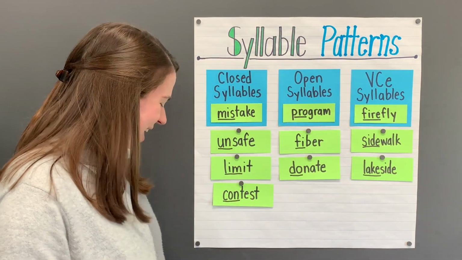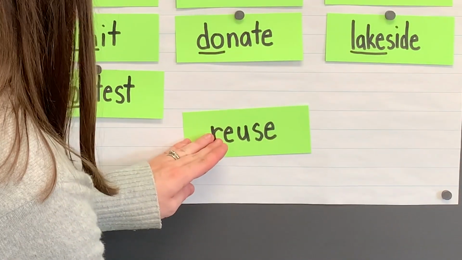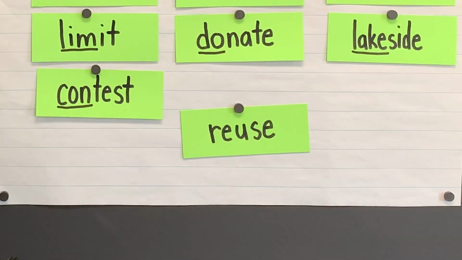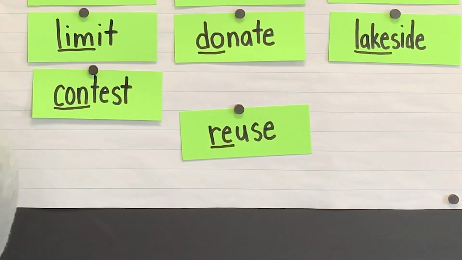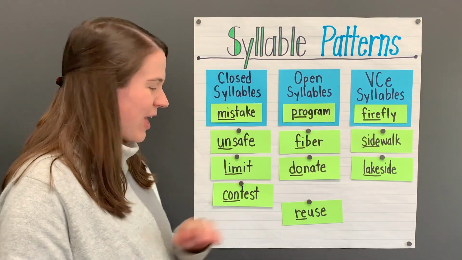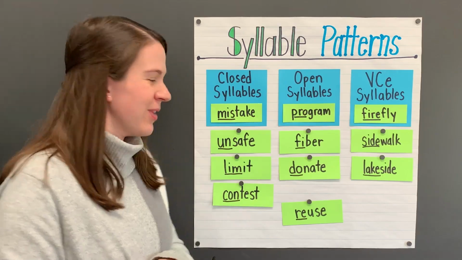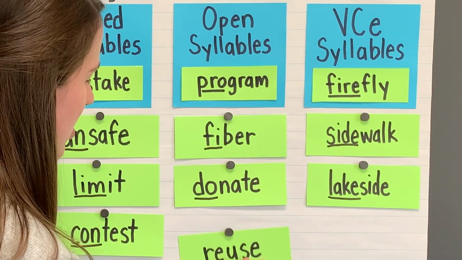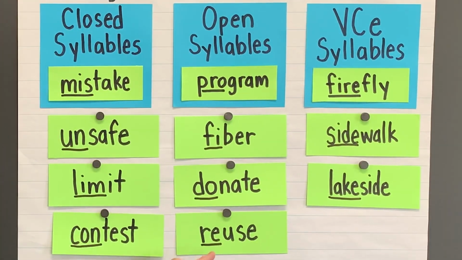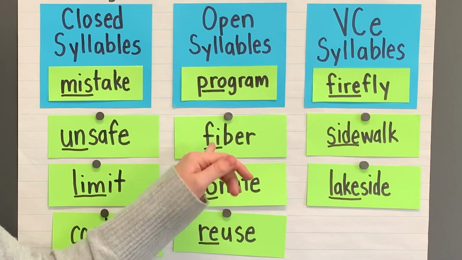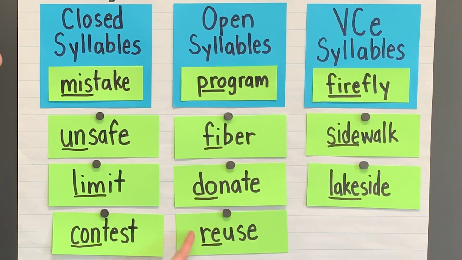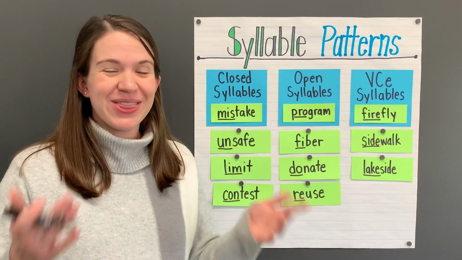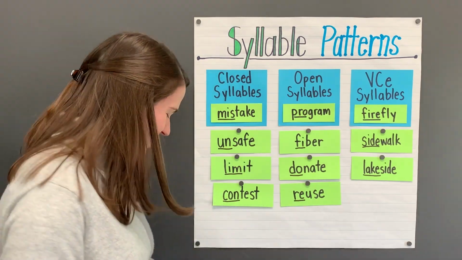Very good. Two more words, and then we'll talk about the patterns we've seen. The first syllable in this word is re. Where would you put that word based on that first syllable? The first syllable matches the open syllable column, where we have a vowel ending our first syllable. Let's read this word together. Reuse. This word is reuse.